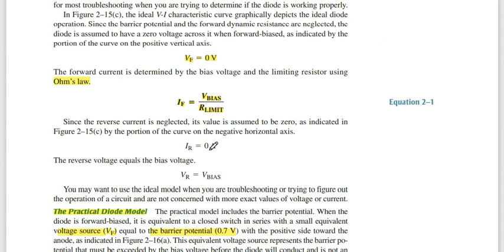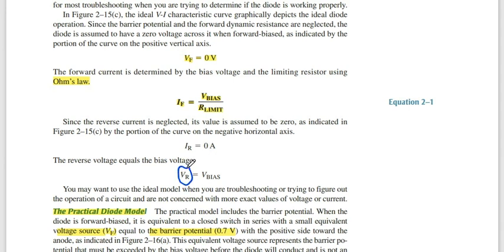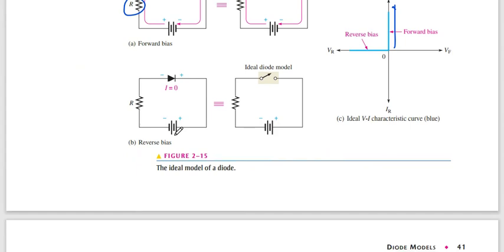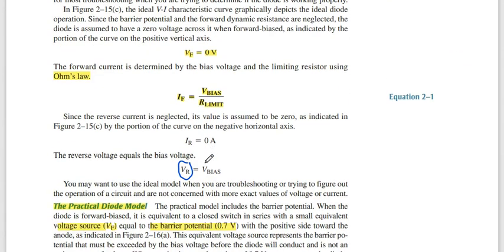In reverse bias, the current IR is completely 0. So VR, the voltage across the resistance, is equal to the voltage of V bias.